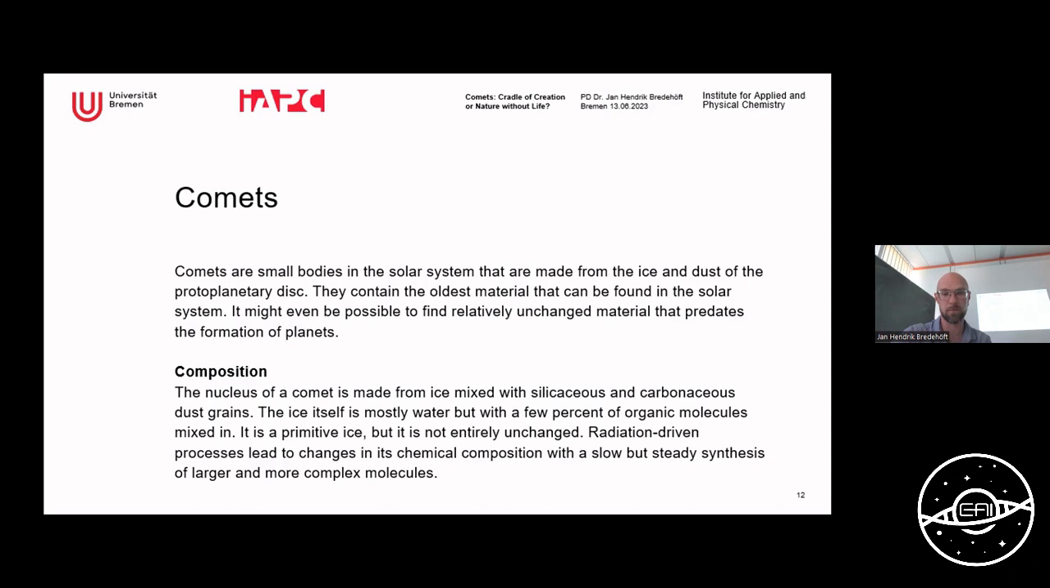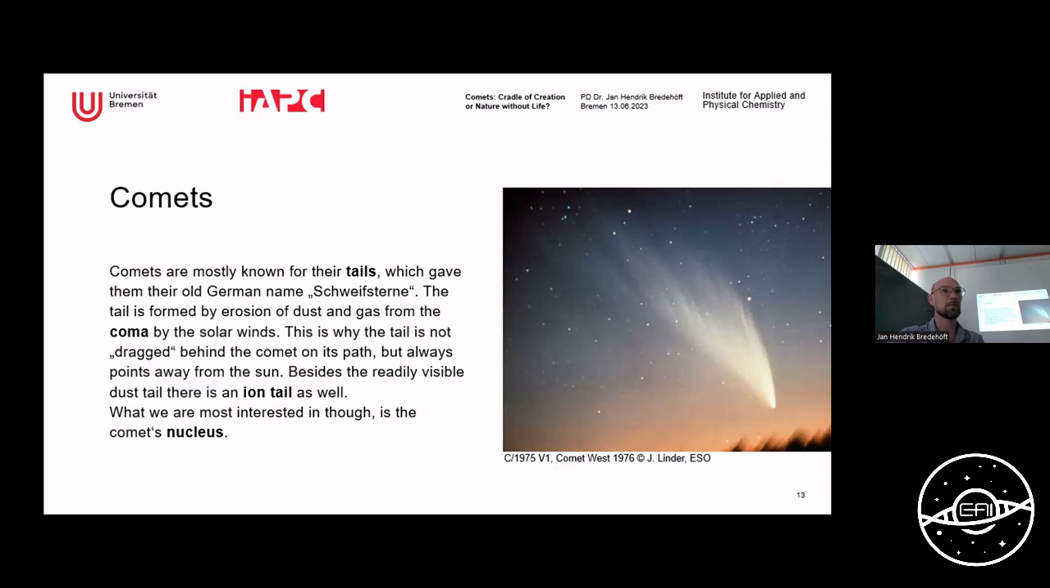Yeah, comets are mostly known for their tails, which also give them the German name of Schweifstern, which is tail star. And that tail is formed by erosion of dust and gas from the coma by solar winds. And this is also why the tail is not dragged behind the comet in its path, like it's often depicted, but it's actually pointing away from the sun, because the solar wind erodes this dust and the tail points away from the sun and is not an indication of the direction in which the comet is traveling.